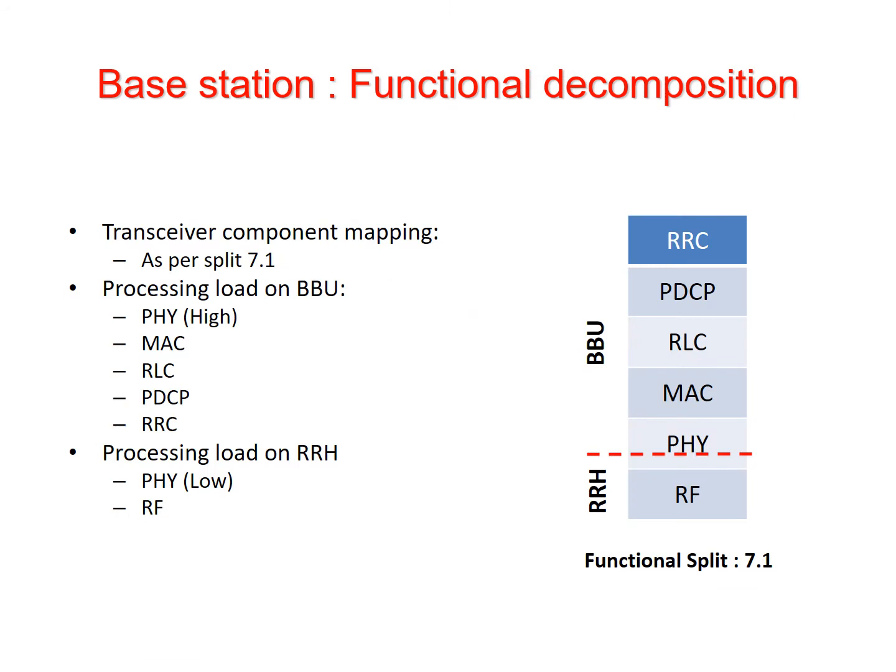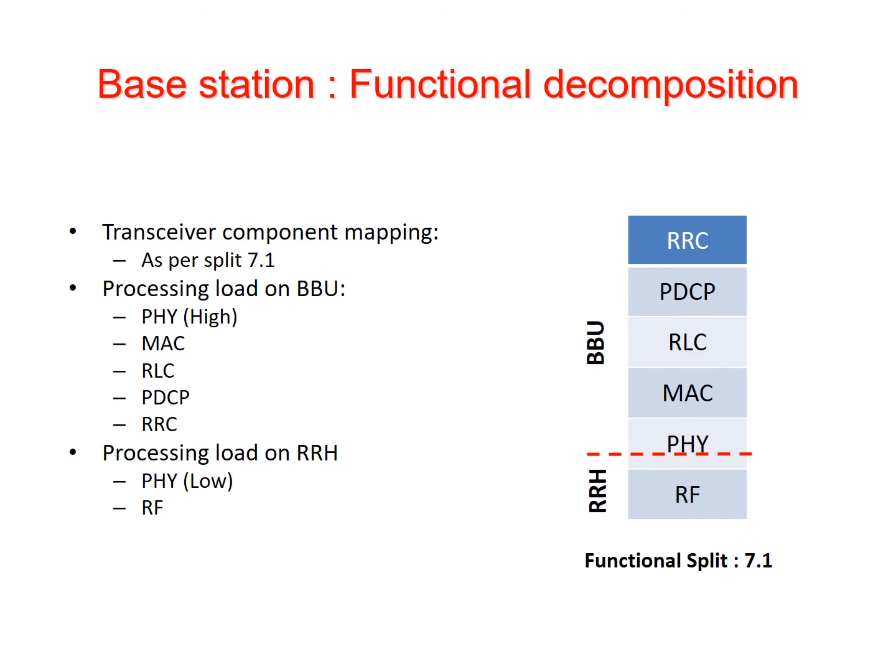A base station is supposed to implement all of the layers that are RRC, PDCP, RLC, MAC, PHY and RF. But the functions have to be split between RRH and BBU. Some of these layers will be running on BBU while others on RRH. This is achieved by functional split 7.1 as mentioned in eCPRI specification.